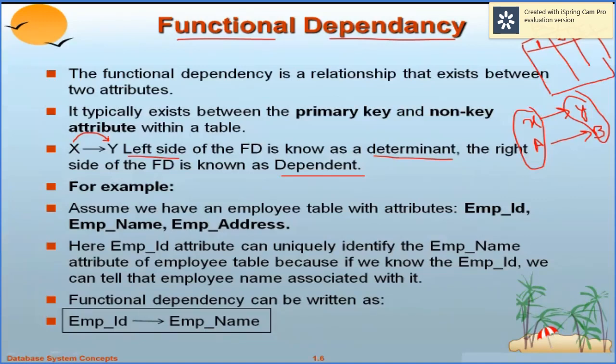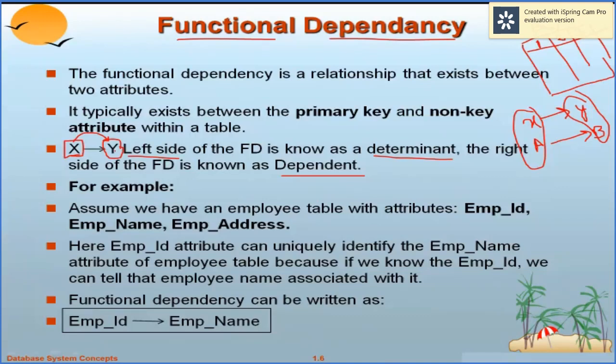So X is a king kind of element, and it is going to make the other attribute depend on itself. The one which is determining the other attribute is called the determinant, and Y is a dependent. The existence of Y is dependent on X. That's why it is called the dependent attribute. So this is the basic representation of a functional dependency.